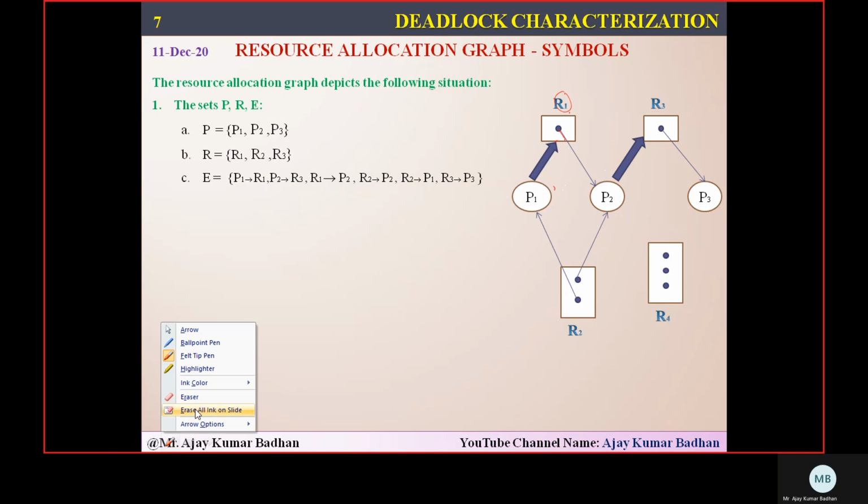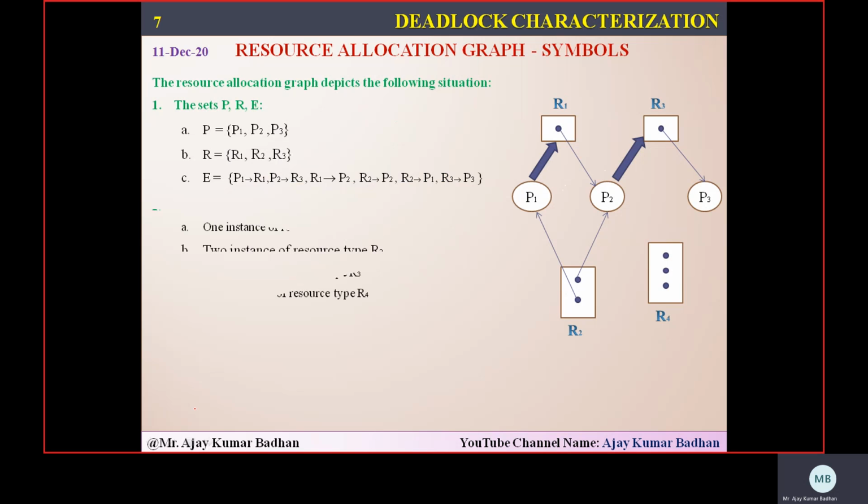Okay. And after that, we have something called resource instances. Who is actually handling which resource, that we are representing here. We can see how many instances we have. So R1 is having how many instances? One. R3, one. R2 is having two instances. And R4 is having three. That is what I have represented here. You can just go through it.